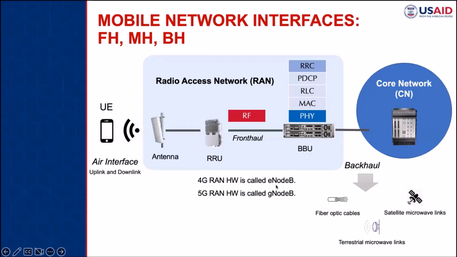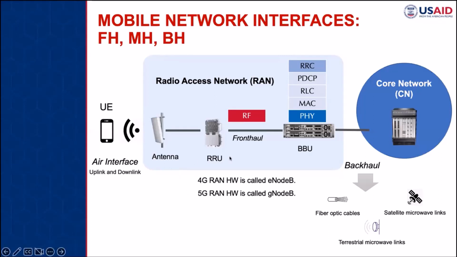Okay, so in 4G RAN, the hardware is called the eNodeB, and in 5G RAN, the hardware is called the gNodeB. Then of course we have the RRU connected to the antenna, and then the antenna will be the one that is the air interface towards the user equipment for uplink and downlink connections.